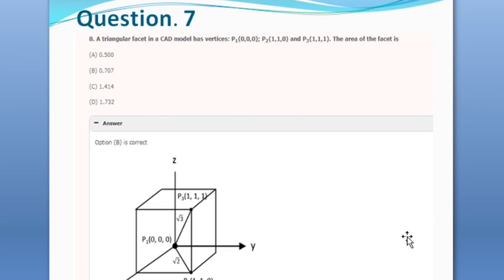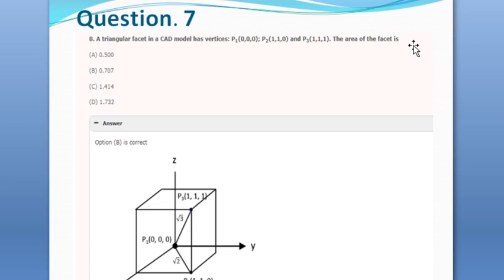We have to first construct x, y, z, then mark the points P1, P2 and P3. By connecting these 3 points we get a triangle. You have to find out the area of the triangle.